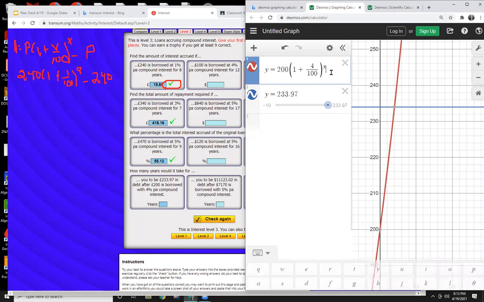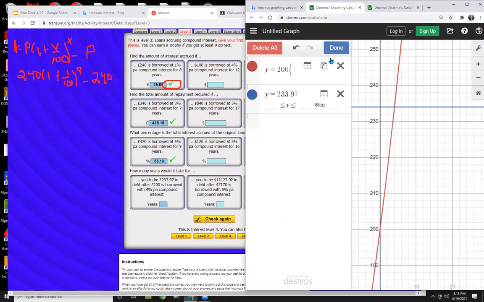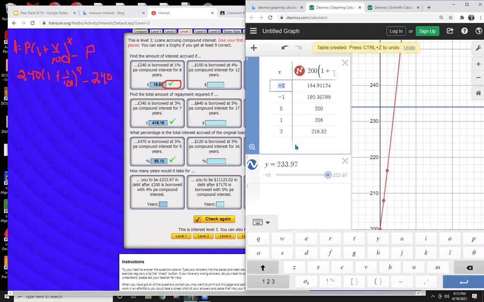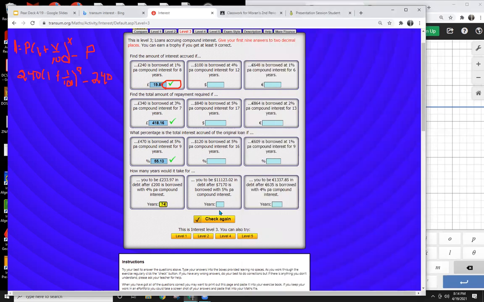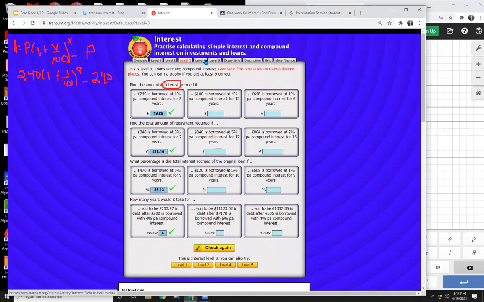233.97. The other way you can do it is if you click here and you do the table, you keep on going till you get to 233.97. So that's 2, 3, 4, and there it is, 233.97. Type in 4. Check it, and we got it. Okay, so I did one of each. Now you guys just gotta finish the rest of them.